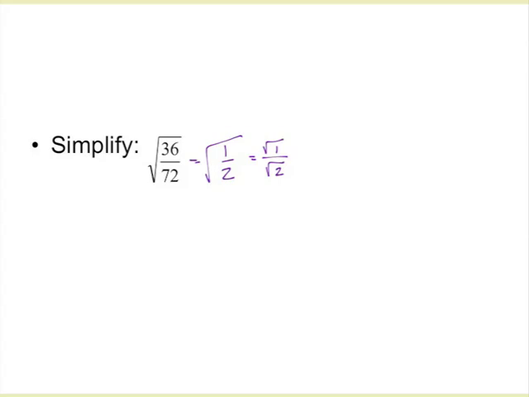Square root of 1 is just 1. Square root of 2 doesn't really do anything, but we're not allowed to leave it on the bottom. So I'm going to multiply by square root of 2 over square root of 2. On the top, that gives me square root of 2. On the bottom, that gives me square root of 4, which is 2. When you multiply a square root by itself, you just get whatever was underneath. Questions on that one?